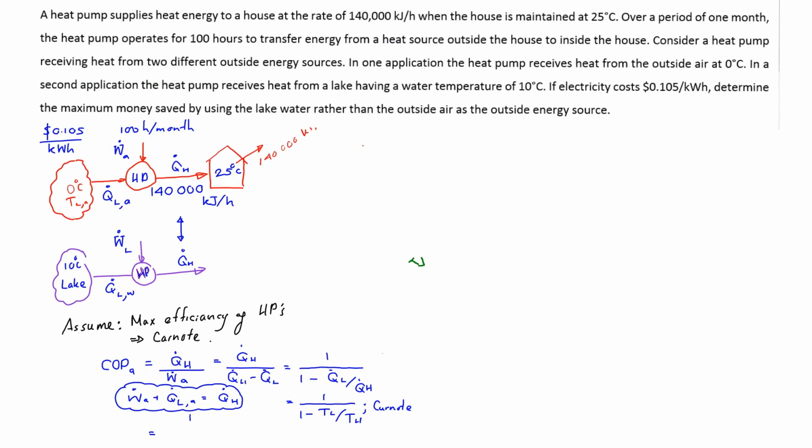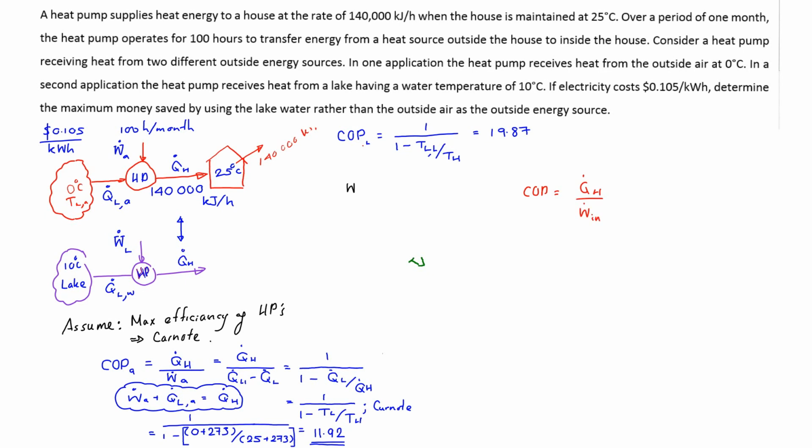Now you can try to find the coefficient of performance for the heat pump that uses the lake as its heat source. If you were not able to do it on your own, please pause the video and try to follow the same procedure as we did earlier to find the coefficient of performance for the lake. You can use the same equation that we used for the heat pump that uses air as its heat source and slightly adjust it. Your value for this coefficient of performance should be 19.87.